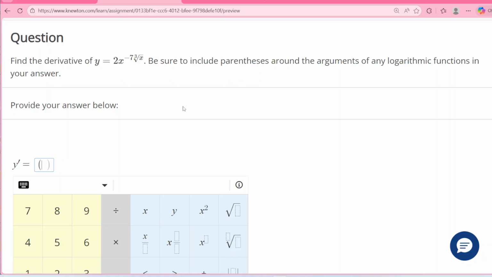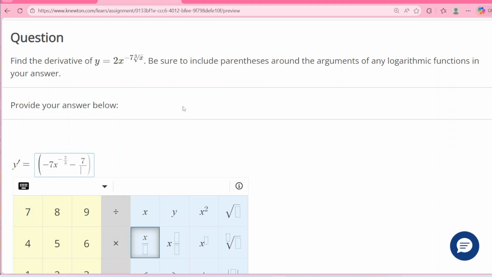So in parentheses, the first term was -7 times x to the -2/3 power. Then you had -7/3 times x to the -2/3 power times the natural log of x, right? So all of that was on the right side in parentheses, and then times the y to get y prime alone. The y in the original expression was 2 times x raised to the -7 times the cube root of x, which again I'm writing as x to the 1/3 power up there. And that should be it.